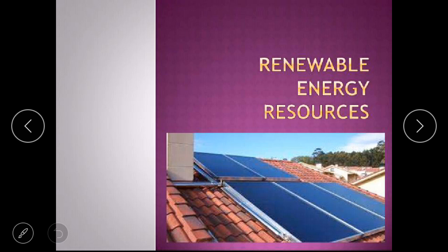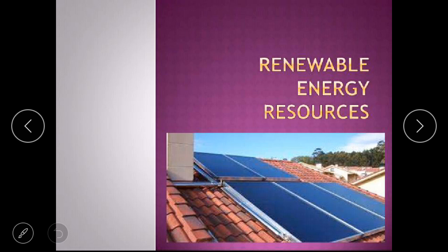Today we discuss the non-conventional energy sources, also known as renewable energy sources. The non-conventional energy sources are solar energy, wind energy, biomass energy, geothermal energy, ocean tidal energy, ocean wave energy, and ocean thermal energy conversion, also known as OTEC. Geothermal energy is energy present in the geo, which means related to the earth.